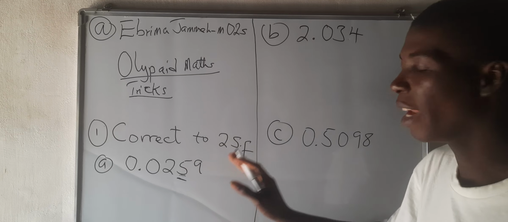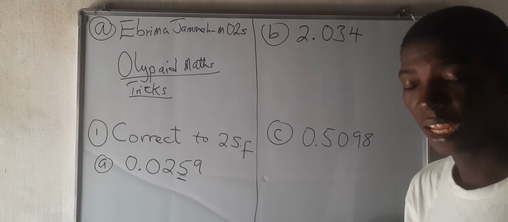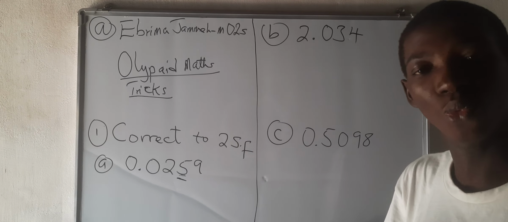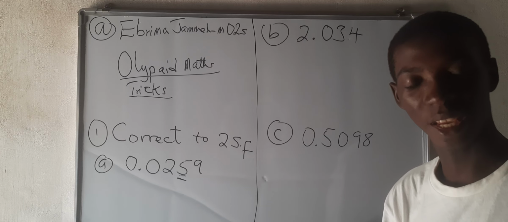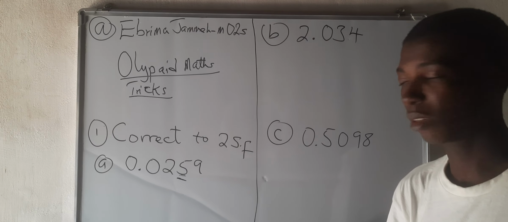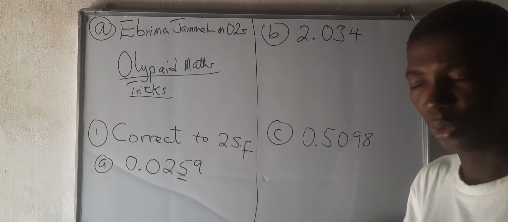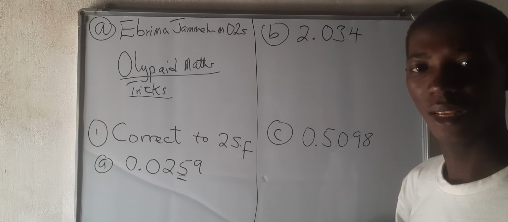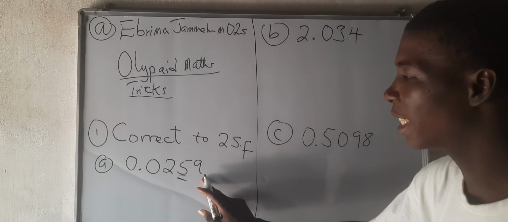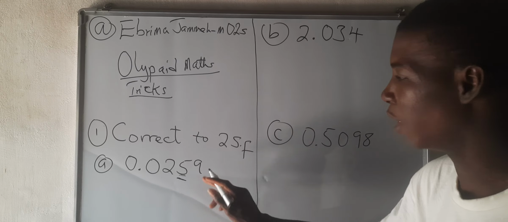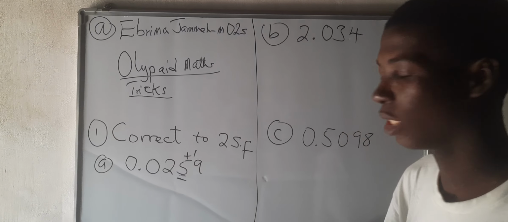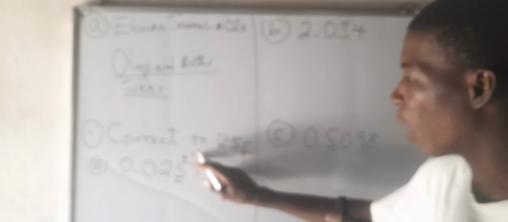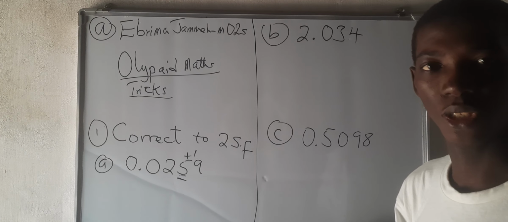Now, if the number next to it is less than 5, let's say 4, 3, 2, and so on down, we round down. We do not add 1 to the 5, we just leave it like that. But here this is 9, which is more than 5, meaning we are going to add 1 to this 5. That will be 1 plus 5, that gives us 6.